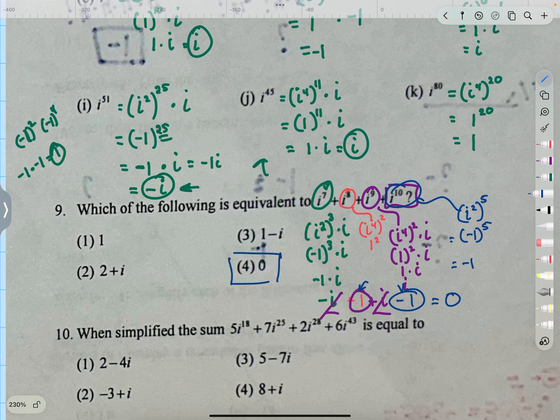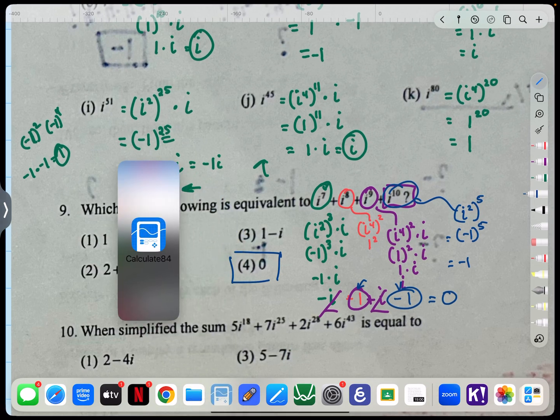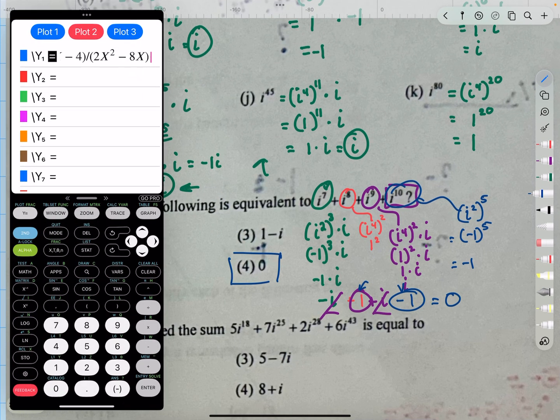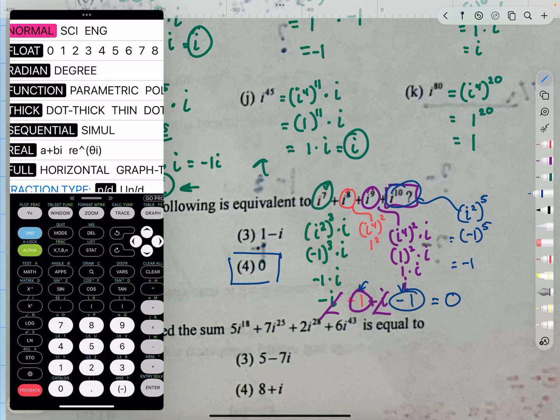By the way, if he lets you use a calculator for this thing, we can see that the video clear. I'm going to hit my mode, and I've got to make sure down here where it says real that I'm in that a plus bi.